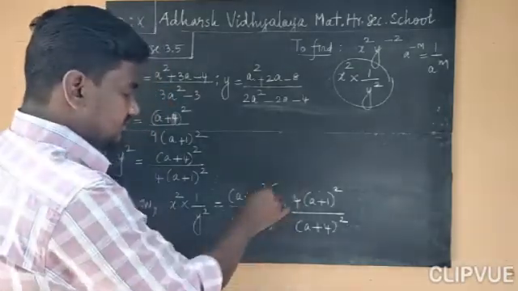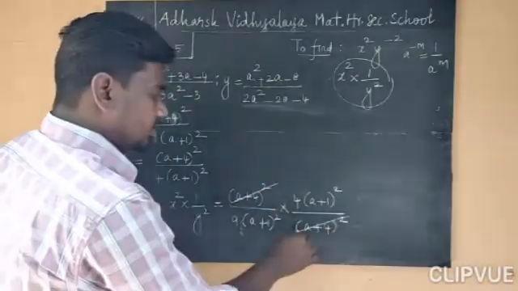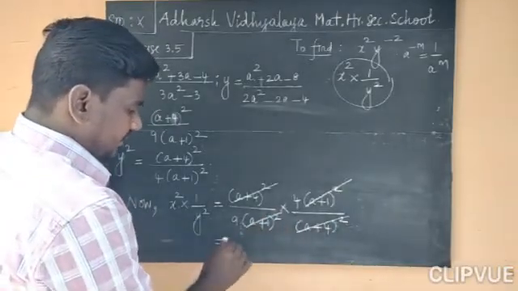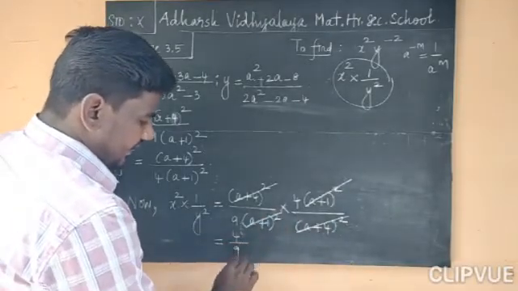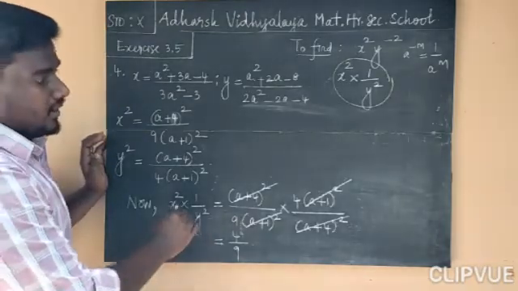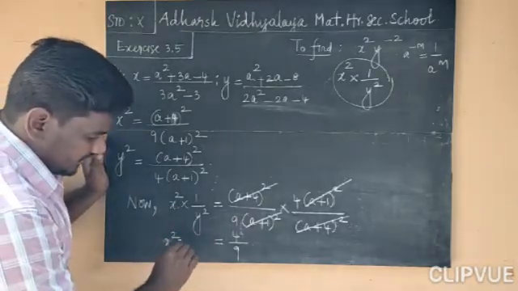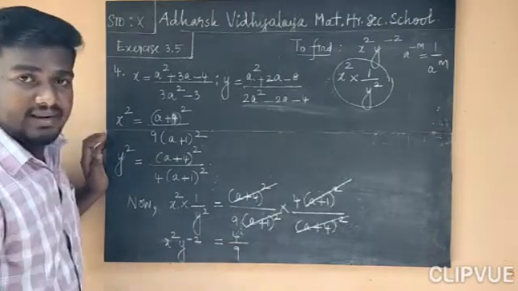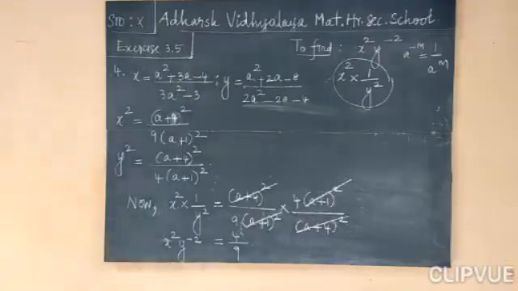So common factors, this a plus 4 whole square, this a plus 4 whole square, a plus 1 whole square, a plus 1 whole square. So finally we got 4 by 9. This is the required answer. So x square into y power minus 2 is equal to 4 by 9. This is the required.